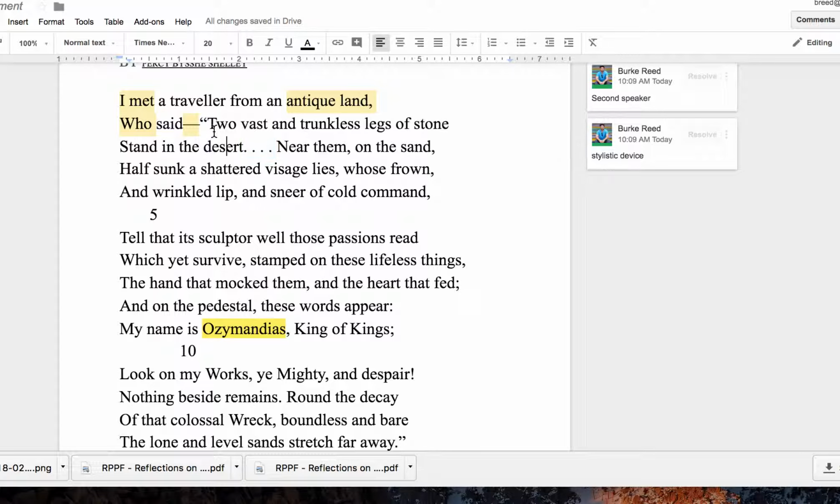So if you are looking for stylistic devices, or you're struggling to find them, those are two things right there. Two vast and trunkless legs of stone. So we infer that something, whatever it is, was destroyed. We also have examples of alliteration here, T and T, so two trunkless legs. Again, the use of alliteration here is intentional.